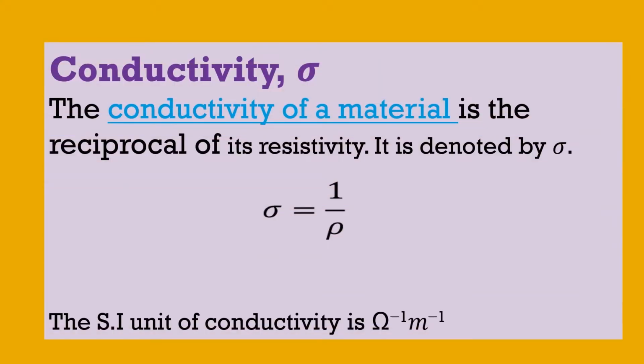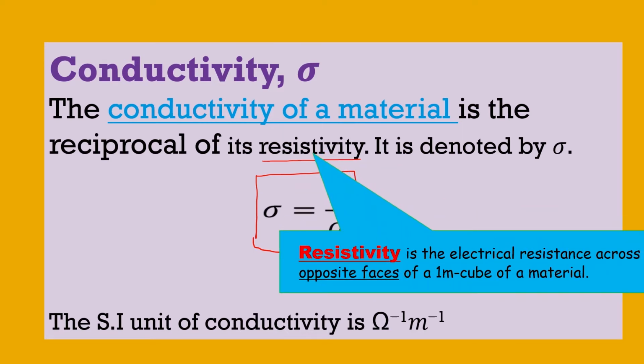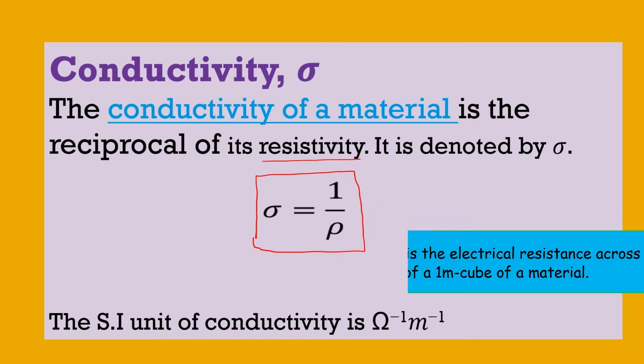Now, since we are talking about conduction, it is very important that we talk about the conductivity of the material, and it is denoted by sigma. It is a Greek letter. Conductivity of the material is just the reciprocal of its resistivity, and this is the relationship that relates conductivity of the material and its resistivity. Resistivity of the material, like we shall see later in the chapter, is just the electrical resistance across the opposite faces of a 1 meter cube of a material. We are going to define that later and understand what resistivity is all about.